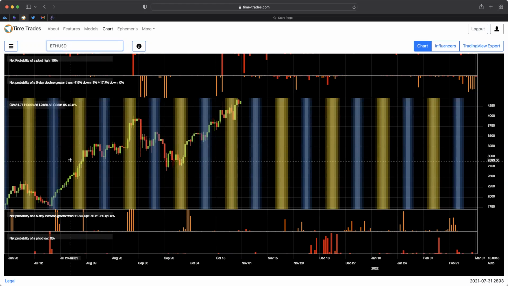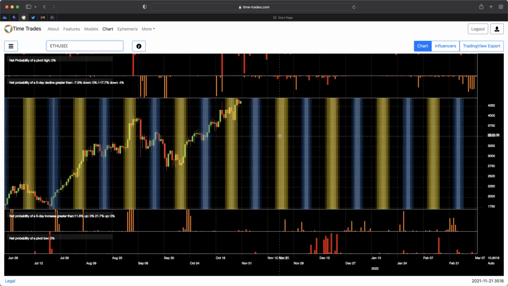But what tends to happen after yellow is we tend to see a period of consolidation. We saw some consolidation here. We see the pump slowing down in October. We see some consolidation here. We actually see price go down in July.